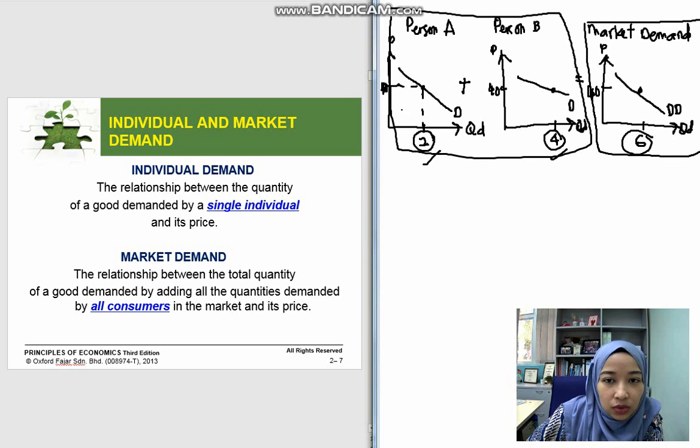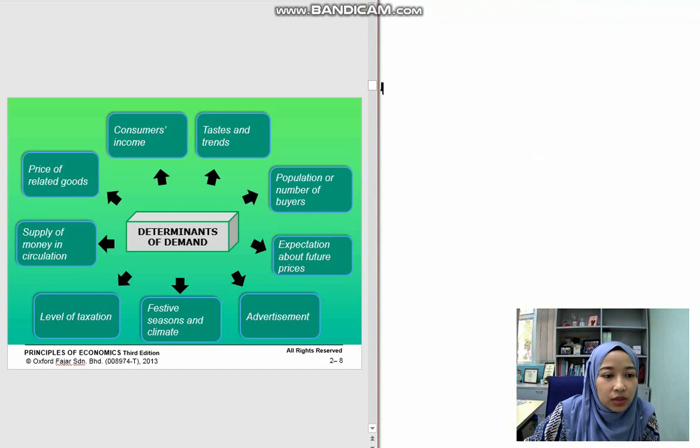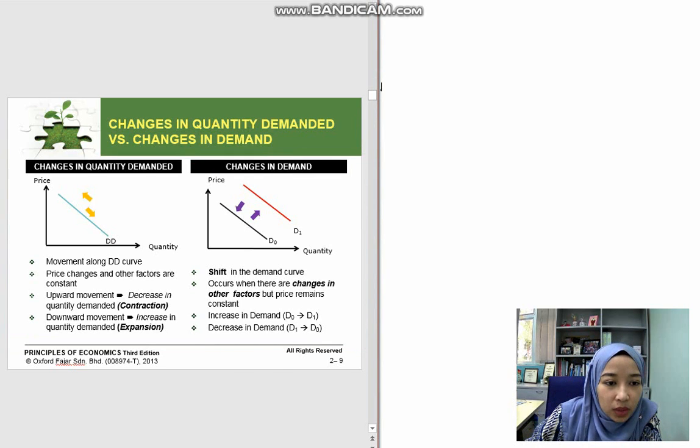Alright, now let's go to the next slide, which is on determinants of demand. What I'm going to do is first differentiate between change in quantity demanded and change in demand. So what is the difference between changes in quantity demanded and changes in demand?